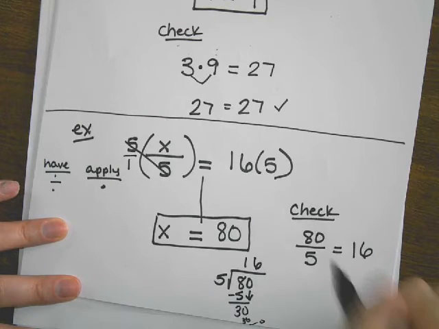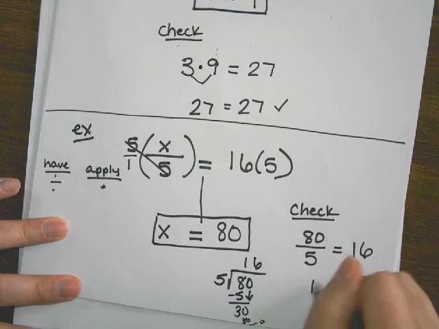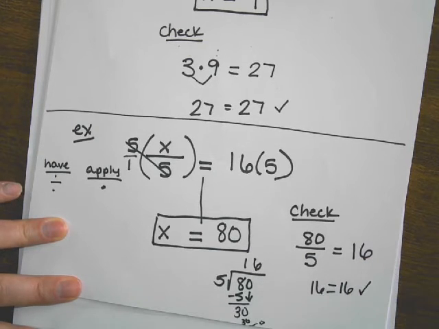I'm good to go. So, yes, 80 divided by 5 is 16. 16 is equal to 16. It checks itself out, so I know I'm correct.